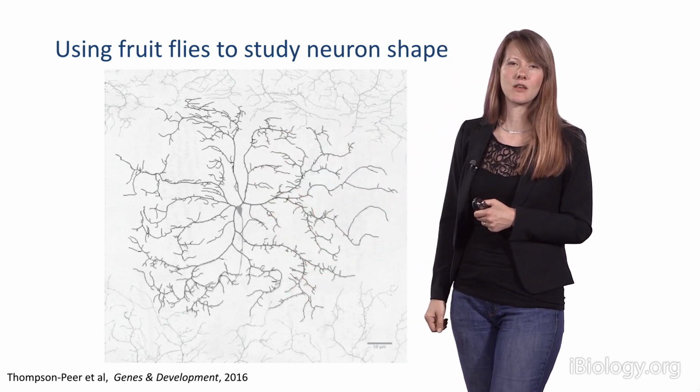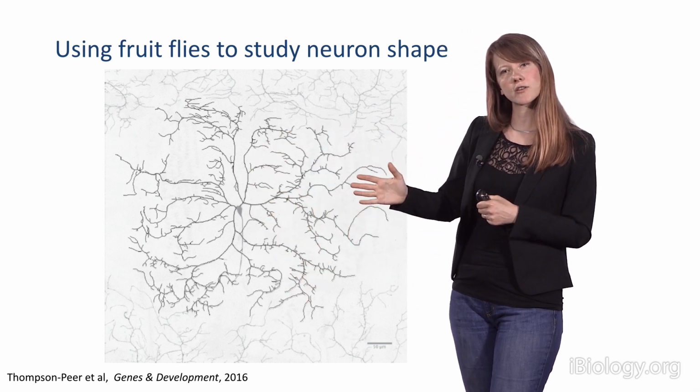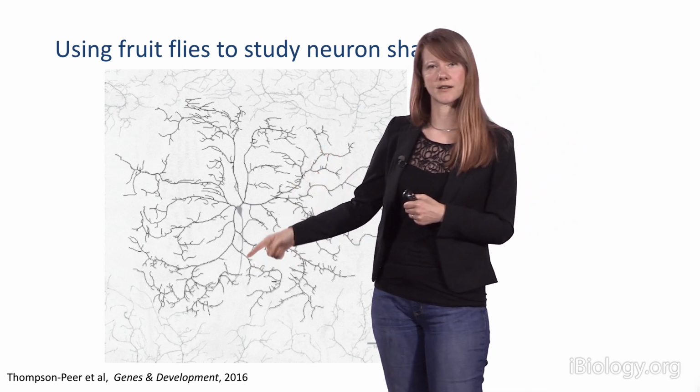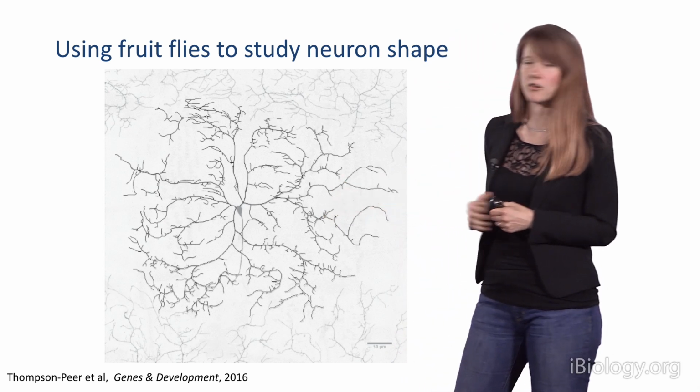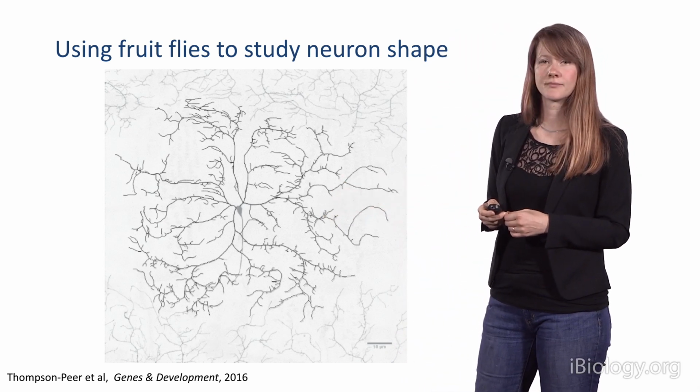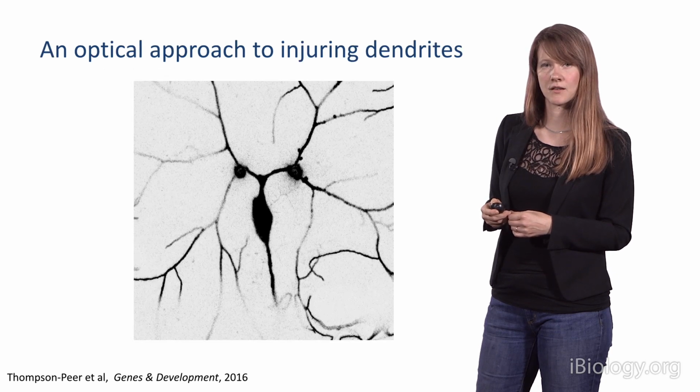And here I'm showing you an image where I've overlaid a skeleton drawing of the dendrite branches of this one neuron onto the image as a whole. So you can see what one neuron looks like. So this is an uninjured neuron. How do we injure these neurons?